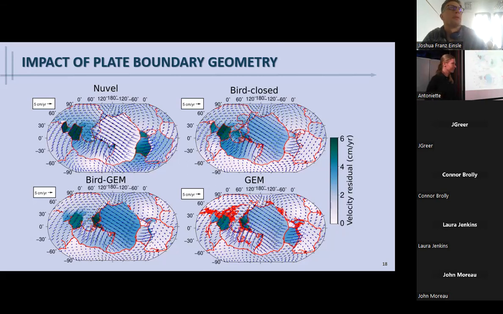Maybe just a quick one that I'm curious about. One of the things about this model you mentioned is that it has these open plate boundaries. Physically we don't have open plate boundaries. So what's being approximated there? How does that work?